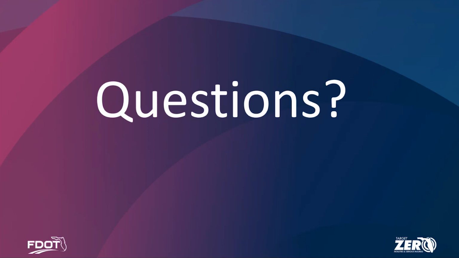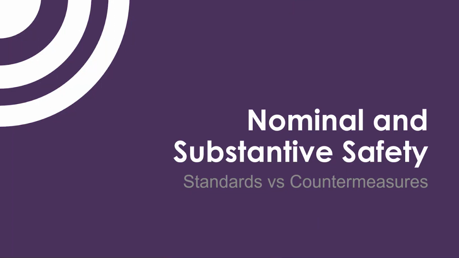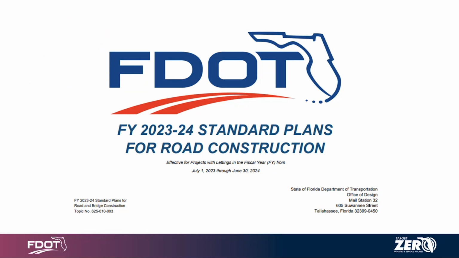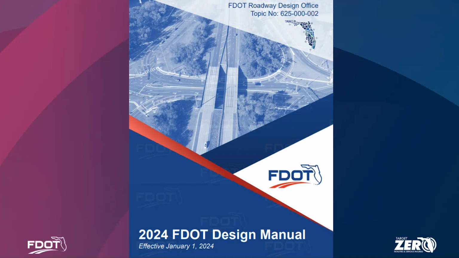All right. Nominal and substantive safety. So this is probably one of the really big ideas when we start getting into project level. There we go. So standard plans, the FDM, this is your nominal safety. So we called it systematic before, right? Because it was a type of analysis. Right now, we're talking about levels of safety. So this is what's called nominal safety.